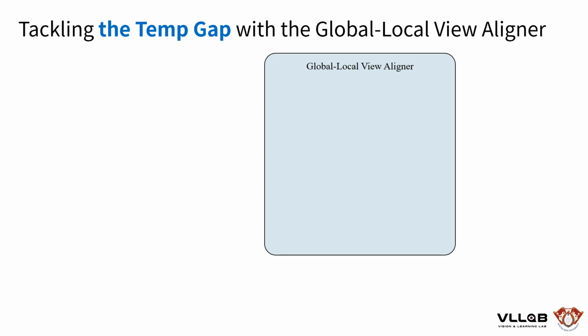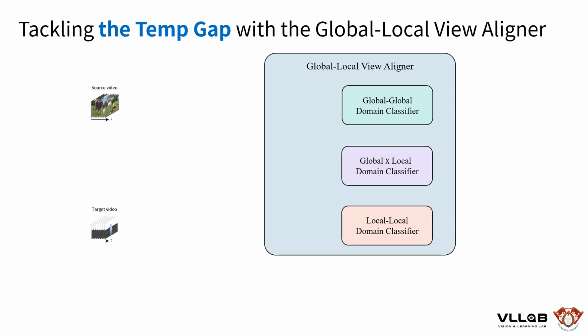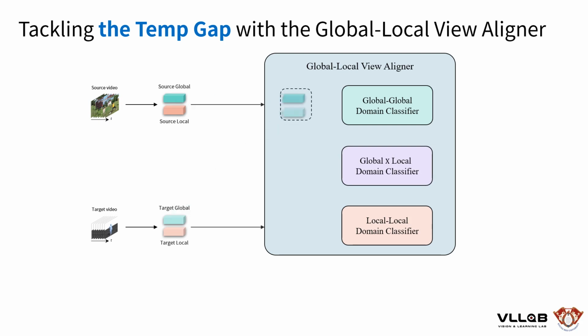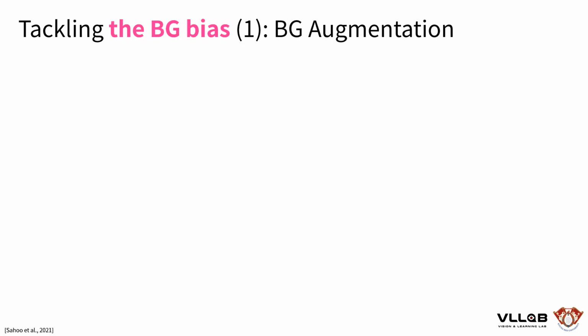The global-local view aligner consists of three different classifiers: global, local, and global-local. Then we have source and target videos, and global and local features from each. For globals, we compute the loss. For locals, we compute the loss as well. For global-local, we use both features and choose in every step and compute the loss. Now we can have gradient flow.